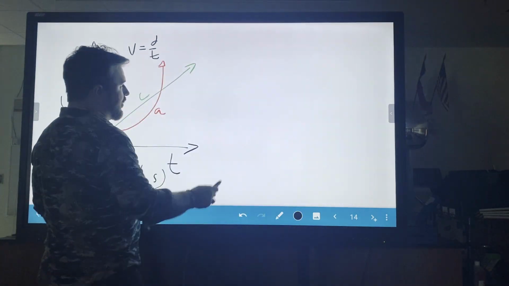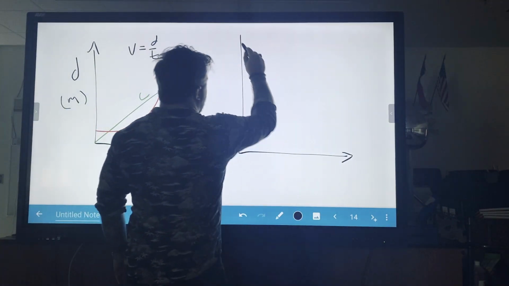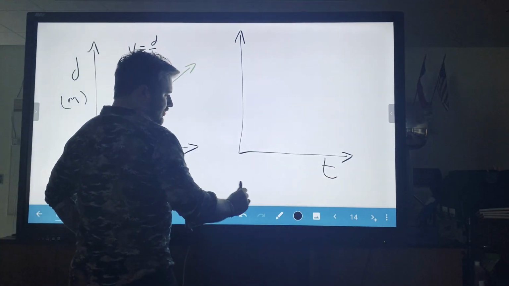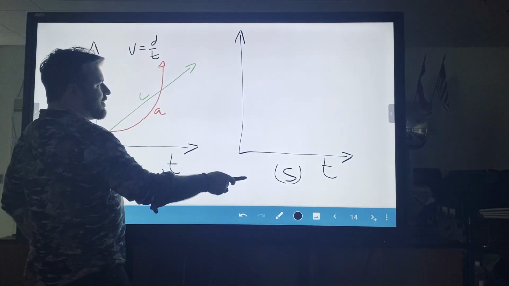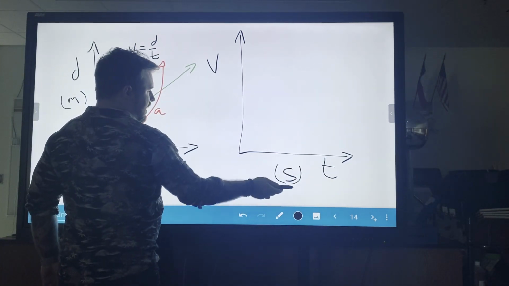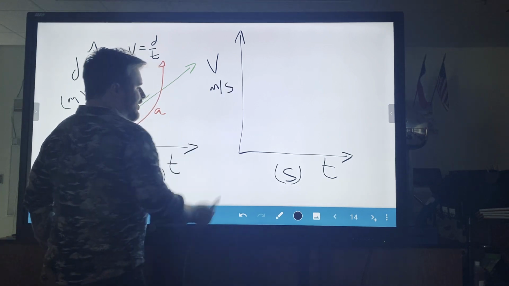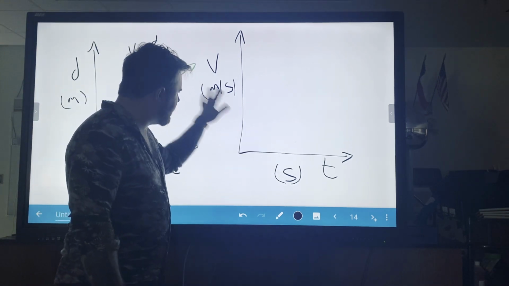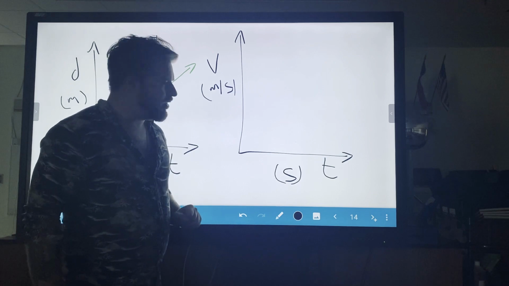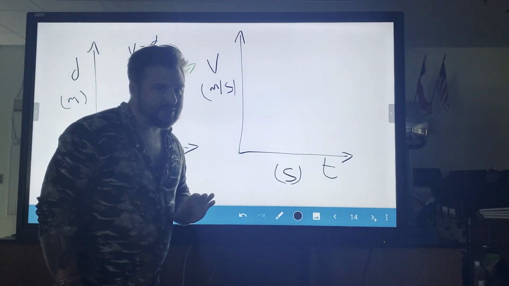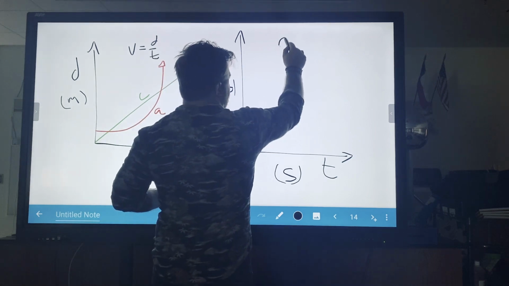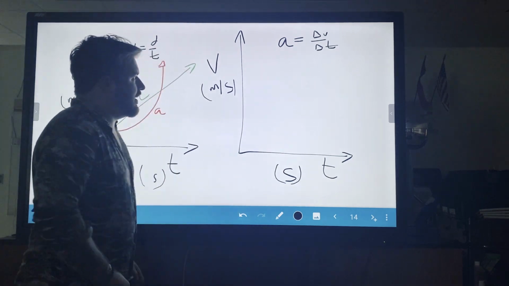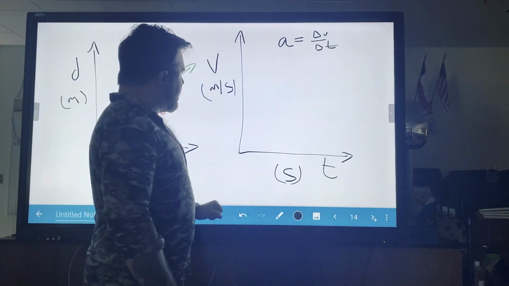Let me introduce you to another graph, however. This is on your quick check. What if instead of looking at distance versus time, I do velocity versus time, in meters per second? Your fireworks should already be going off, saying meters per second over seconds, meters per second squared, velocity over time. What equation is this? If you said that acceleration is equal to delta V over delta T, that's what this shows. That's what this graph is.